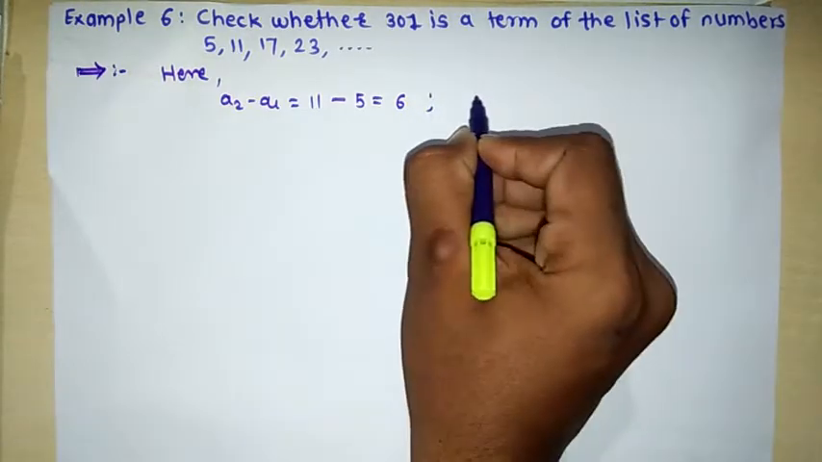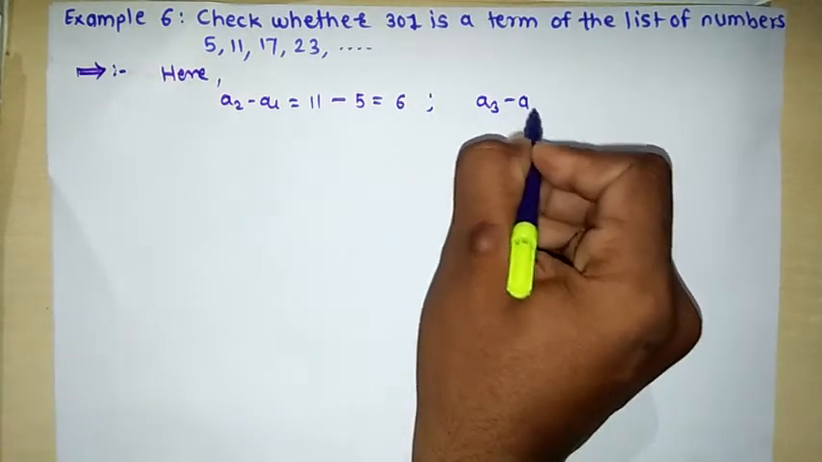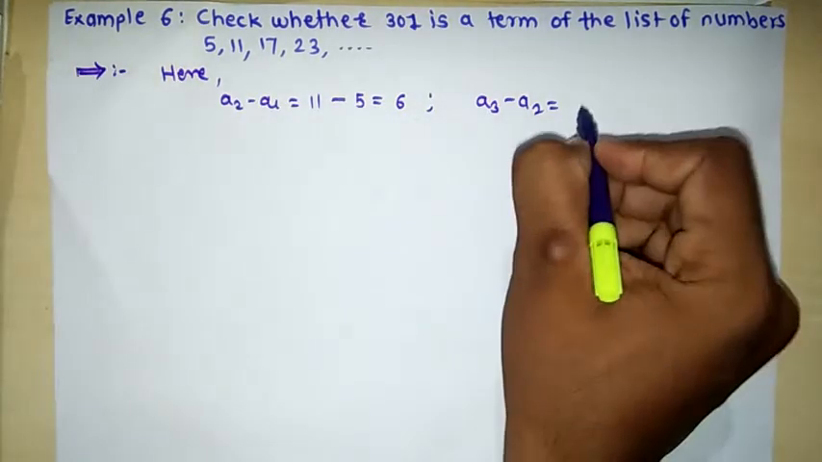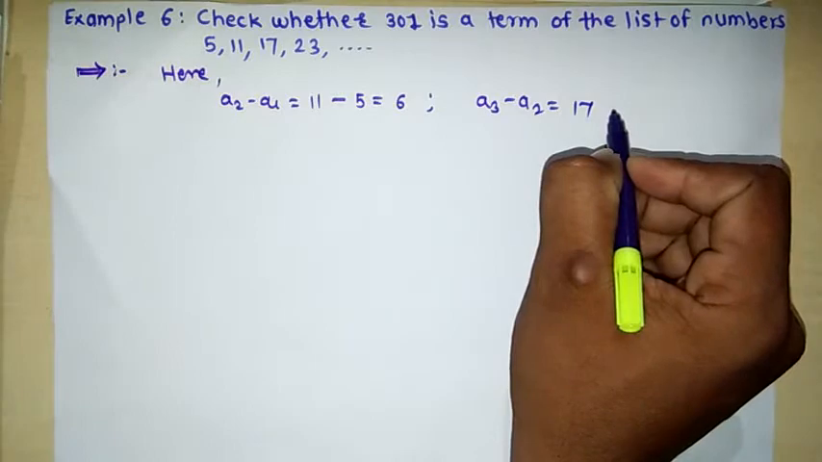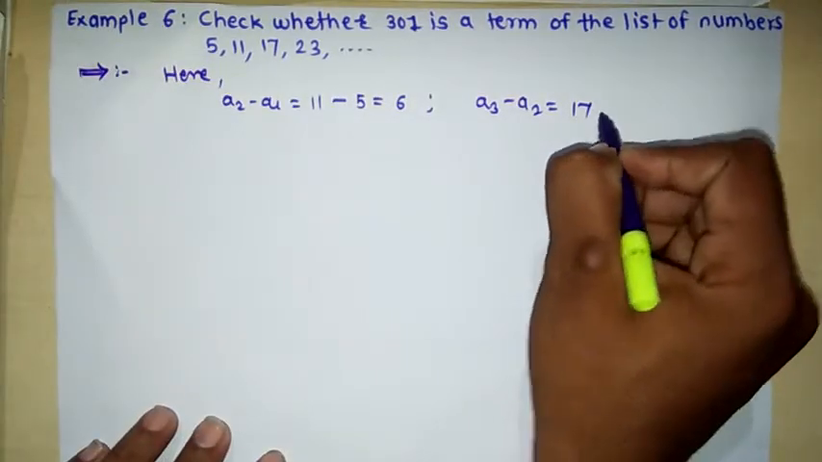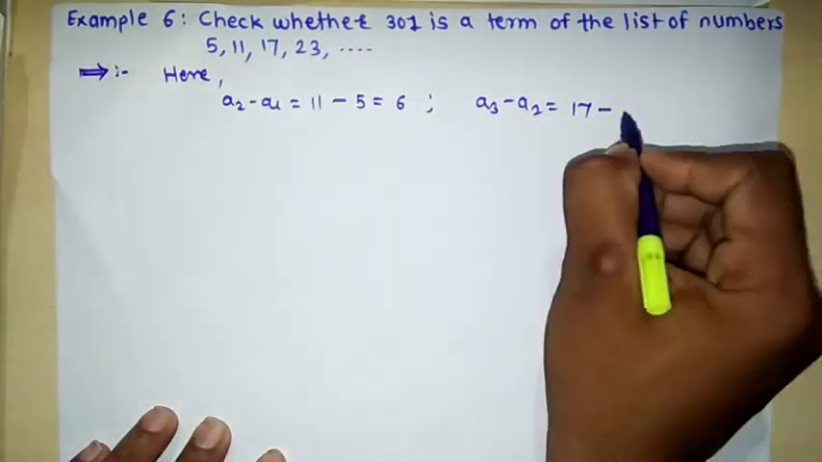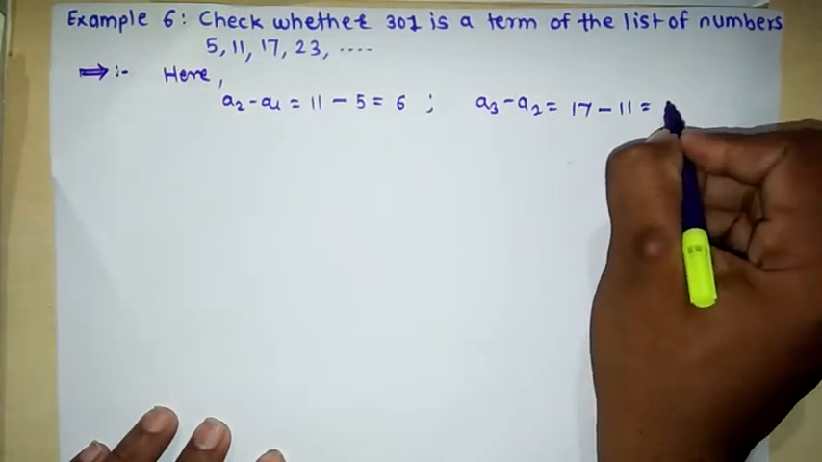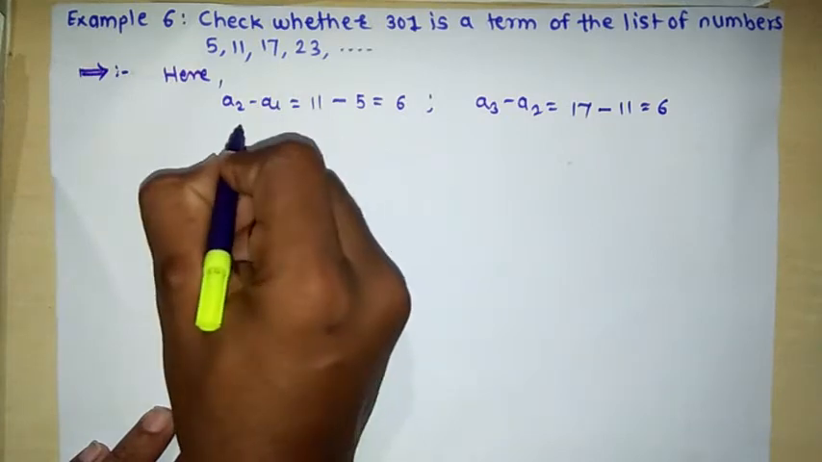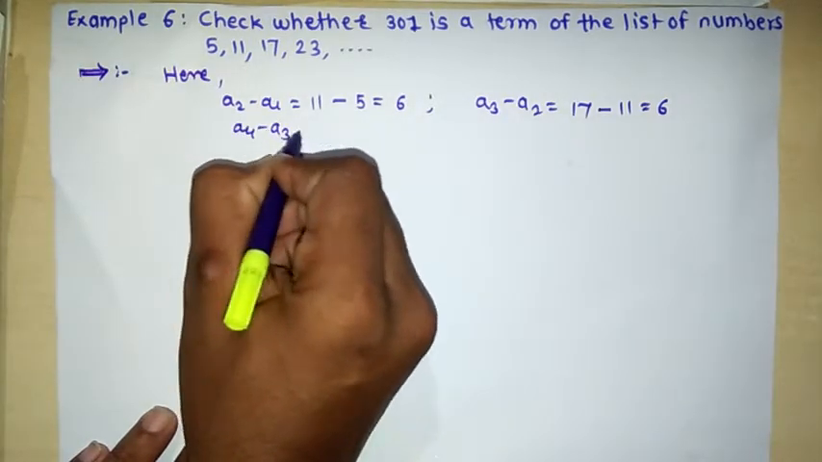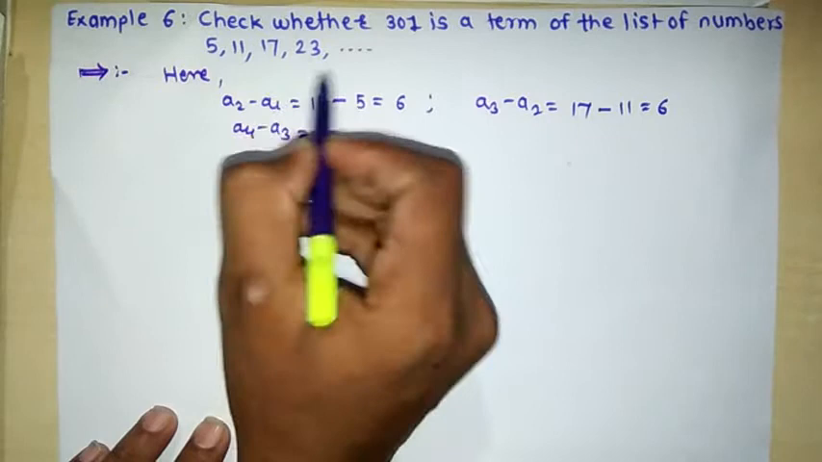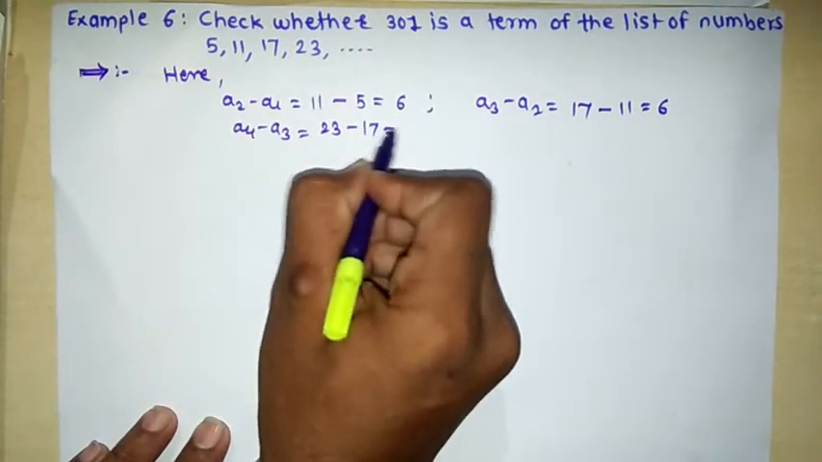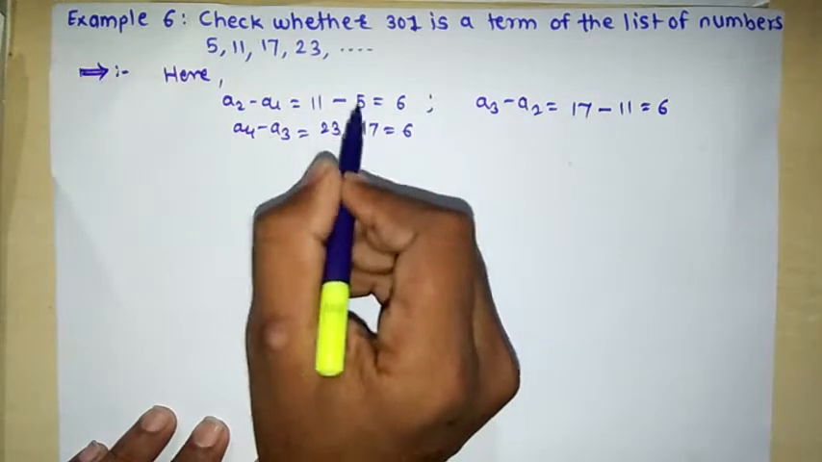Now we will find A3 minus A2 also. What is the value of A3 here? A3 is 17. 17 minus A2. What is the A2 here? A2 is 11, which is equal to 17 minus 11 is equal to 6. Now we will find A4 minus A3. What is the value of A4? A4 is 23 here. 23 minus A3, the value of A3 is 17. 23 minus 17 is equal to 6.